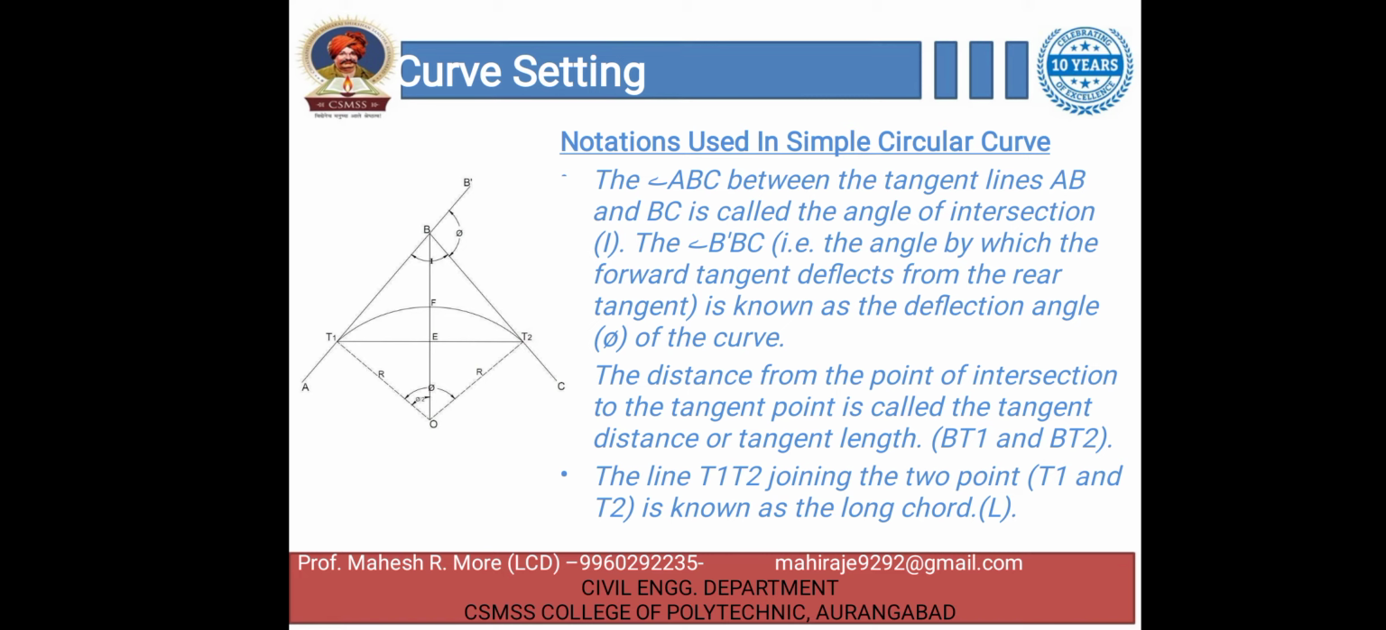The distance from the point of intersection to the tangent point is called the tangent distance or tangent length, that is BT1 and BT2. The line T1T2 joining the points T1 and T2 is known as the long chord L.